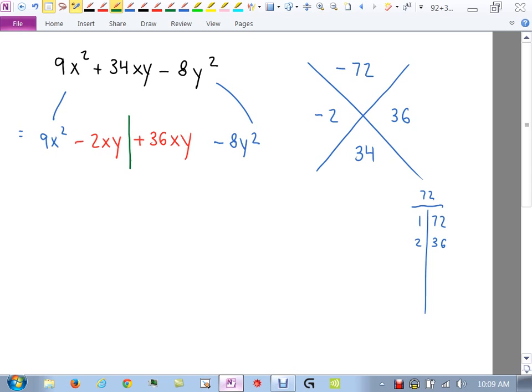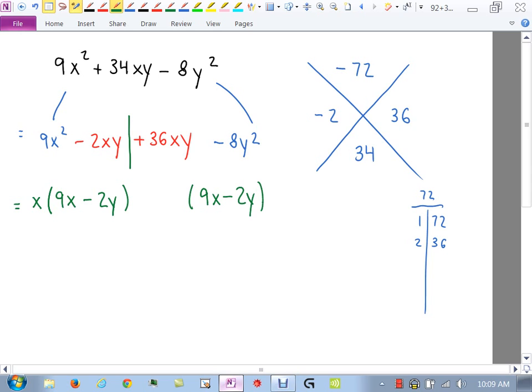Take your time. What comes out of the first 2 terms? Just x, right? We are left with inside 9x minus 2y. We need to try and match that on the other one, 9x minus 2y. So how do you turn a 9x into a 36xy? You need a 4, right? And a y. Plus 4, and then you also need a y. You see that? Yes. Okay.